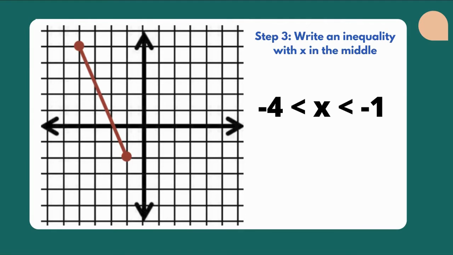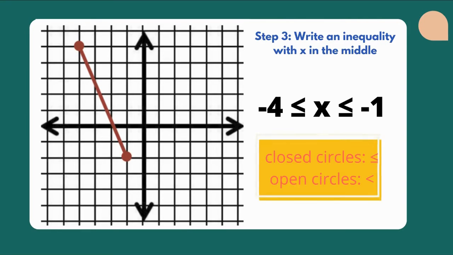But I noticed something about the circles that I have on this graph. I noticed that I have 2 closed circles. And we've done a lot of work with inequality so far, and we know that when we have closed circles, that means there is a line underneath our inequality symbol. So remember this, closed circles equals a less than or equal to sign, and open circles means just a less than sign, so a sign without the line underneath.